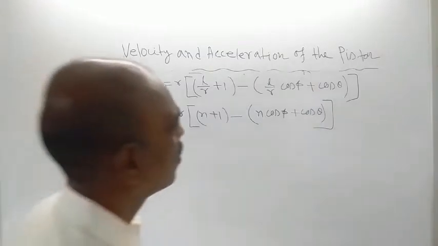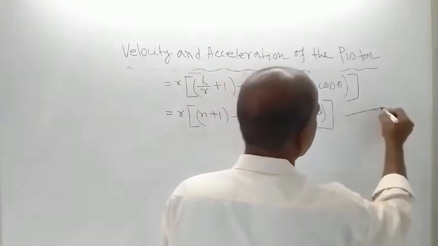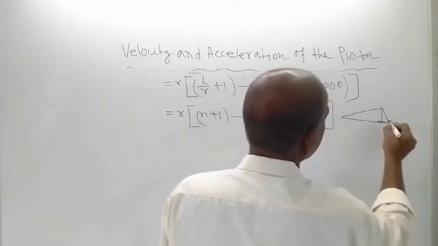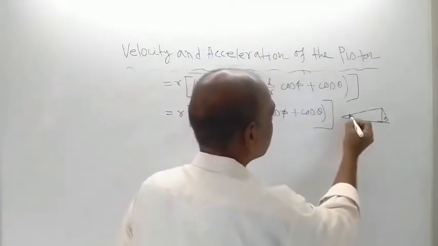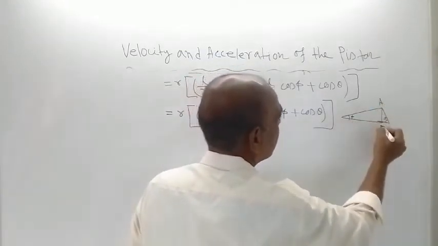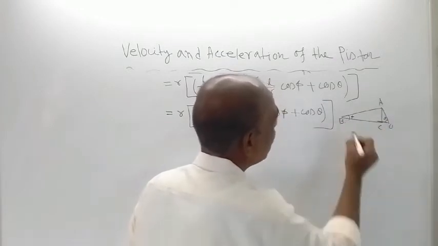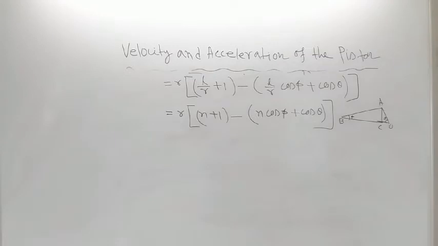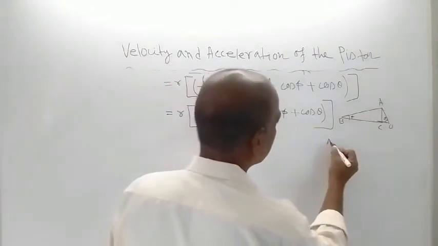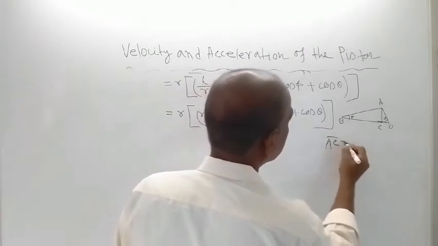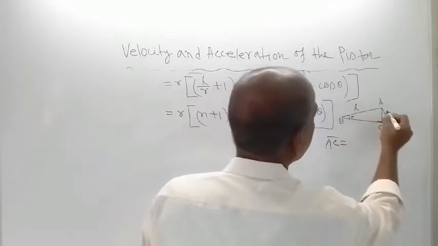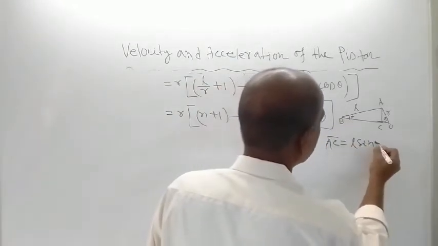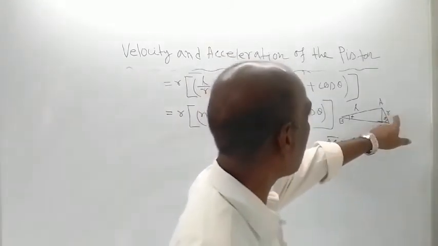Now, one thing: I am drawing the same thing here. The geometry was almost like this. This angle was theta, this angle was phi, this was A, C, this was O, and this was B. Whether the right side portion is visible or not? Yes, it is visible. You can see that this length AC is equal to, this is L and this is R, so AC is equal to L sin phi. And AC is again R sin theta.